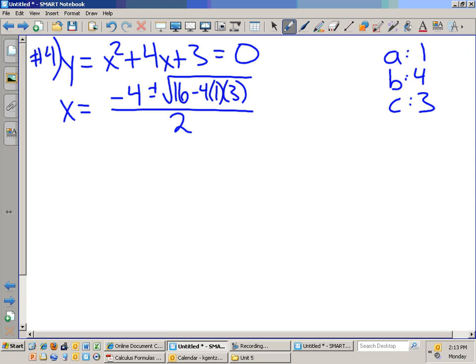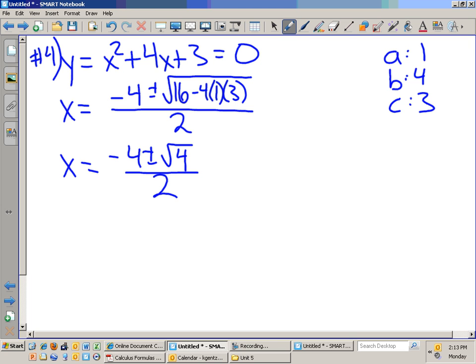Now it's time to evaluate. Do you do 16 minus 4 first, or 4 times 1 times 3? 4 times 1 times 3 is 12. And 16 minus 12 is 4. So you get x equals negative 4 plus or minus the square root of 4, over 2. Is everybody okay with that?